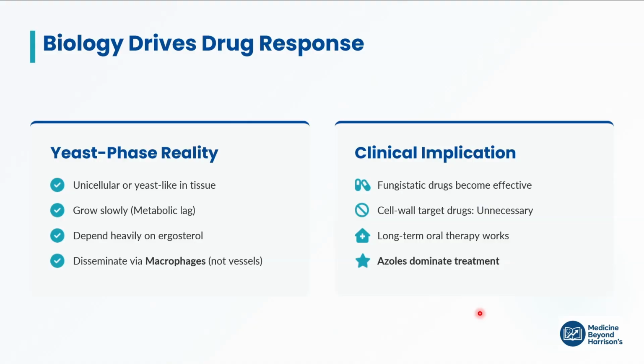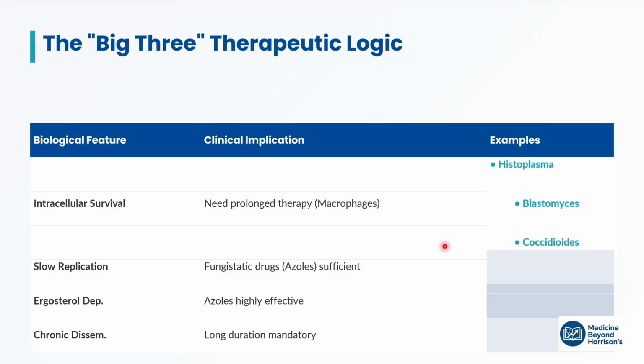So, the yeast-based reality: unicellular yeast-like in tissue, it grows very slowly with metabolic lag, depends heavily on ergosterol, and disseminates via macrophages and not the blood vessels. All these features have good clinical implications for treatment of dimorphic organisms: fungistatic drugs become effective, even the cell wall targets are actually unnecessary, and there is no role for amphotericin B or echinocandins. Long-term oral therapy actually works, and azoles dominate the treatment in this aspect.